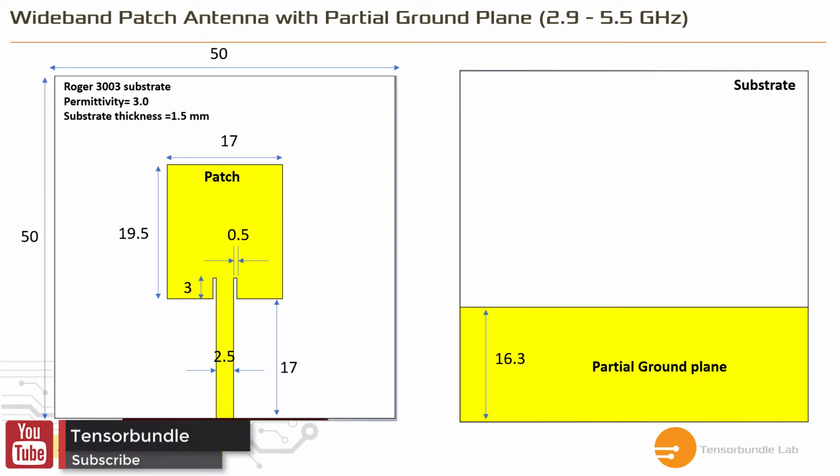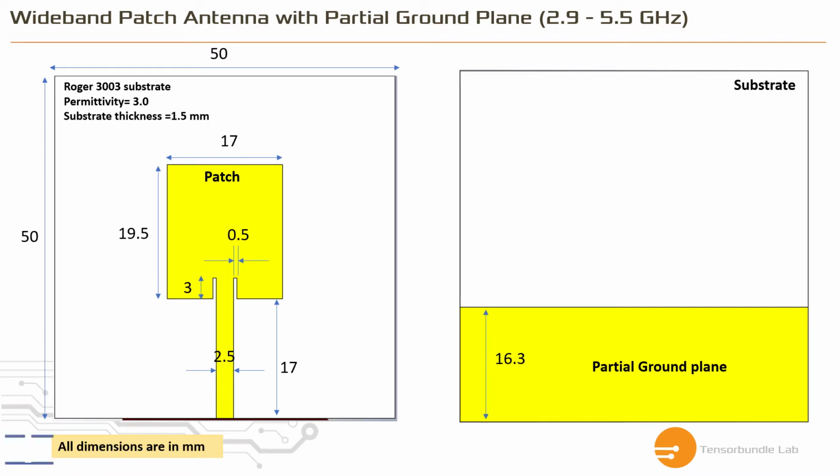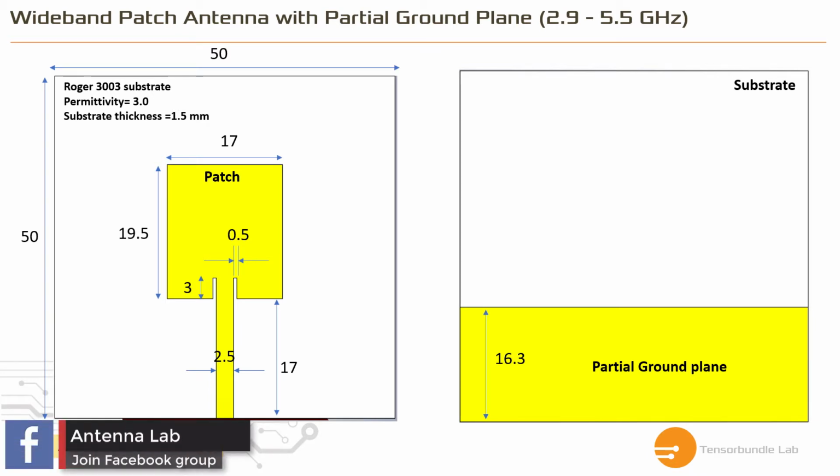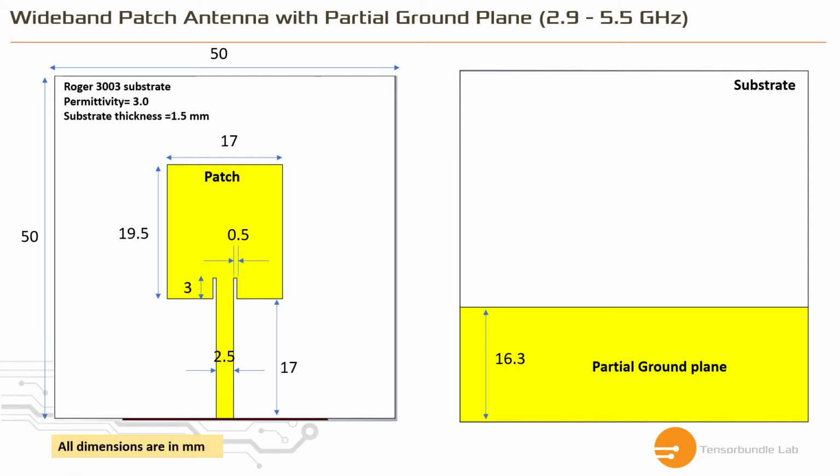And before going to CST, these are the dimensions that we will use in our design. We will use a Rogers 3003 substrate with a permittivity of 3. Okay, so let's go to the CST platform.